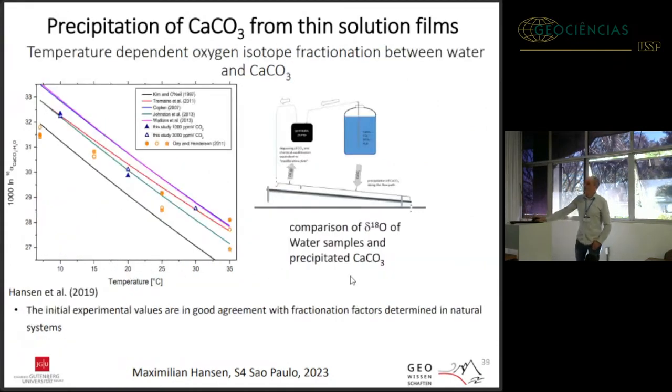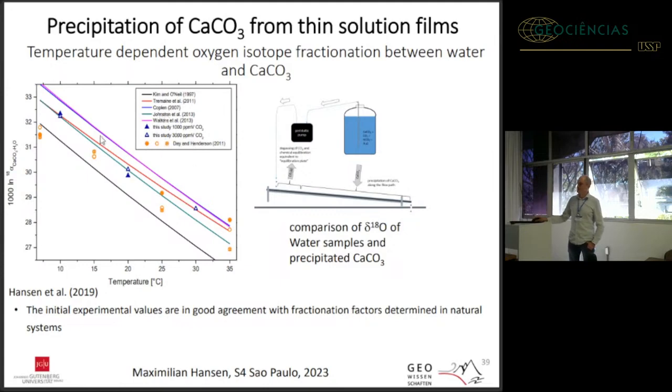Yeah, and this is the last thing I want to mention about that. We also took water samples for stable isotope measurements of the water, to be able to get an oxygen isotope fractionation factor between the water and the calcium carbonate. And this is what you see over here. This is the summary of all the experiments we performed in comparison to the experiments conducted by Chris Day.